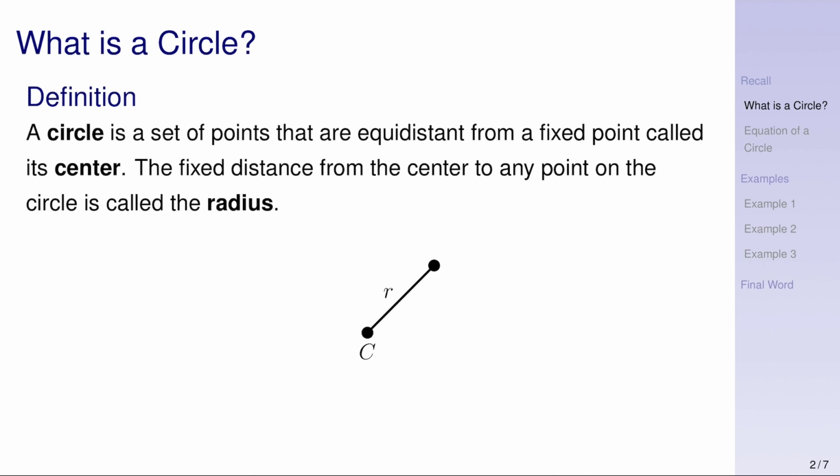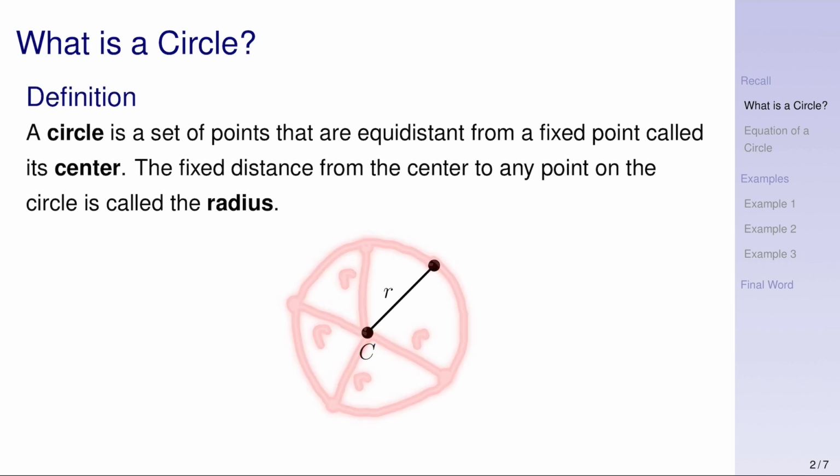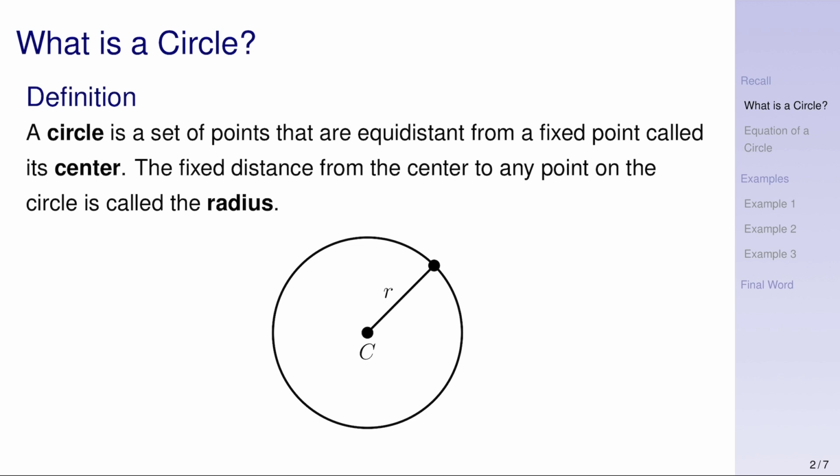So that means other points on the circle will have something like this. Again, R distance, like this, maybe like this one as well, and this one. All of these have R distances. And then you collect all of those to form the circle. It will look something like this. So this is how the circle looks.